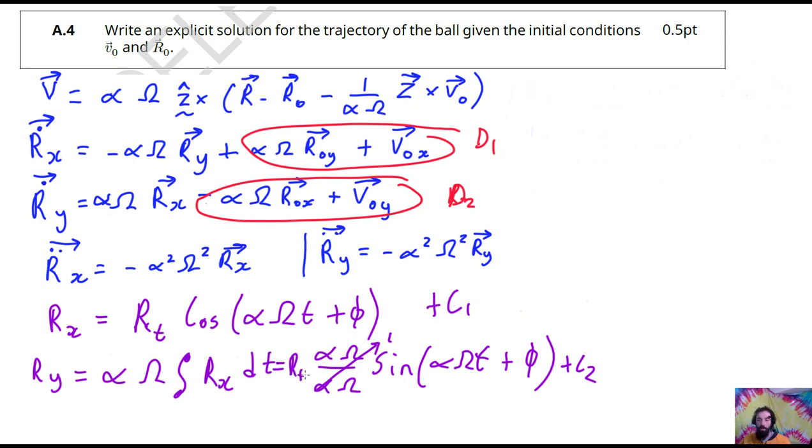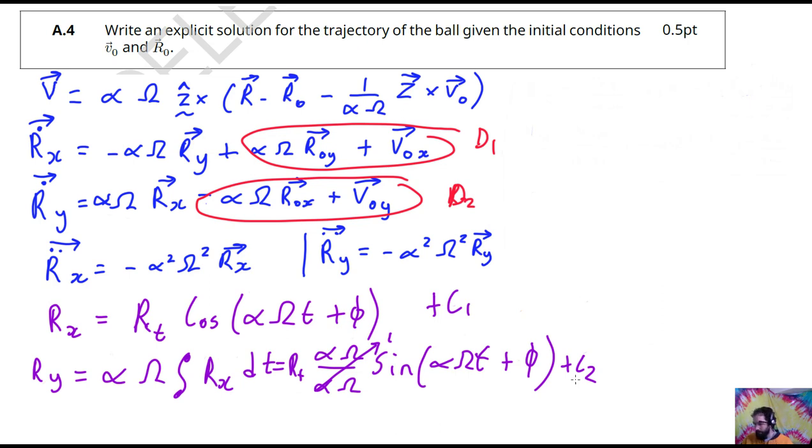Okay, so we've got 4 variables to solve for here. We've got rt, the radius of the circle. We've got the phi term, which is giving us our initial phase. Then we've also got the c1 term, which is essentially giving us this initial rx, and our c2 term, which is giving us our initial ry. So let's go through and solve all of these.